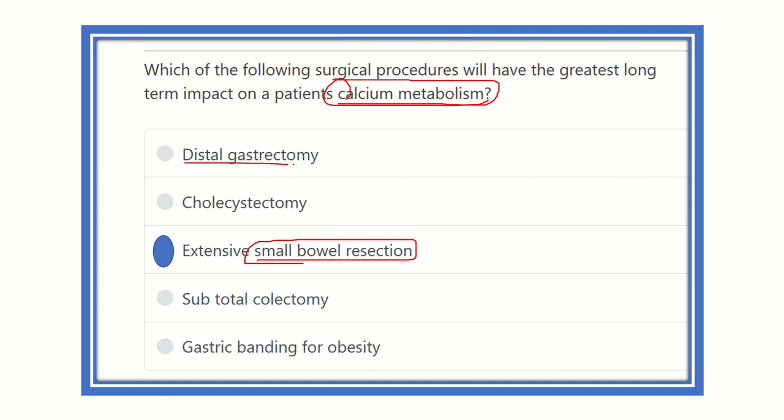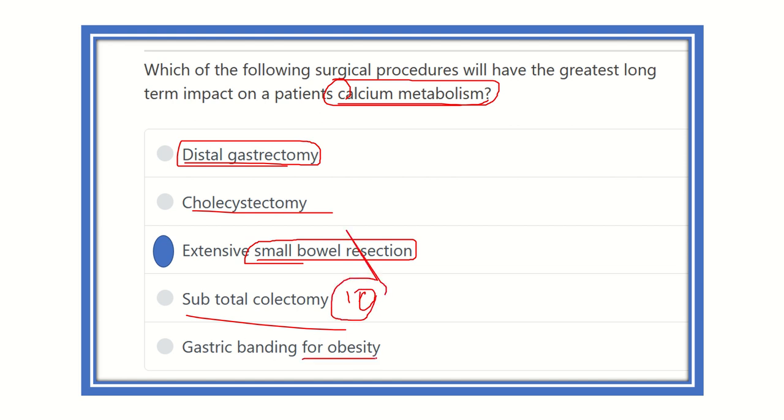Other options such as the distal gastrectomy: usually the stomach does not absorb calcium. Then cholecystectomy has no role in calcium metabolism. Subtotal colectomy reduces absorption by only 10%, which is negligible. Gastric banding for obesity is also not correct because the stomach is not directly related to calcium metabolism. So our answer is small bowel resection.